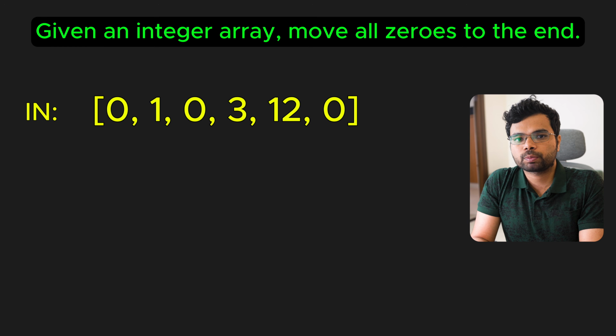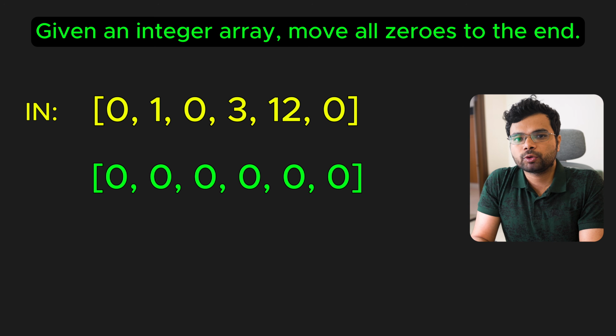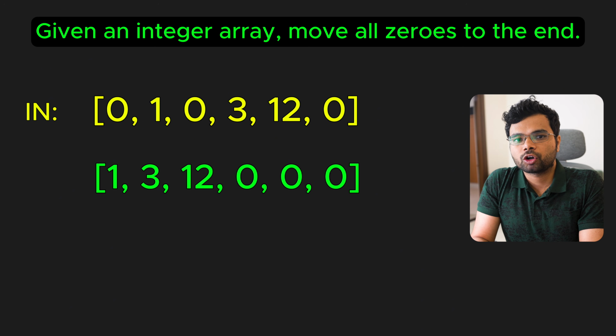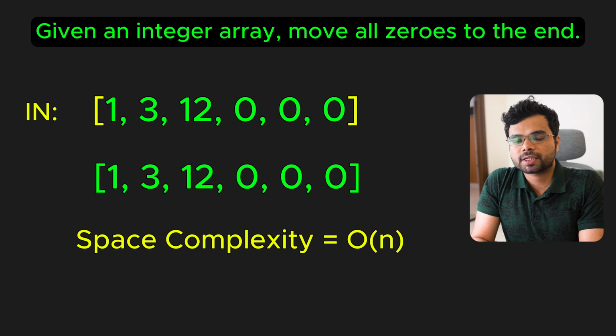A naive approach would be to create a new temporary array initialized with zeros, then iterate through the original array and copy all non-zero elements to the new array, and finally copy the temporary array to the original array. This works, but it takes extra space equal to the size of the input array.